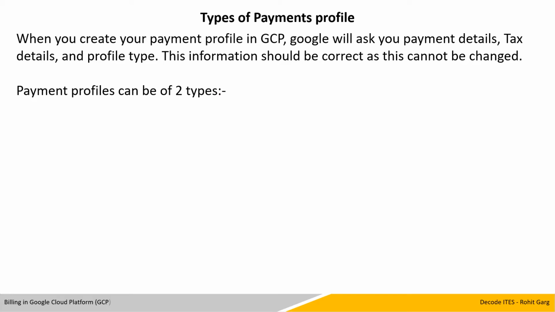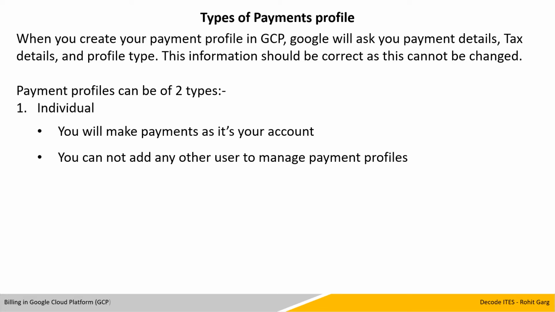Type of account profiles or payment profiles. When you create your account in GCP, Google gives you two types of options. You can create two types of accounts or payment profiles, individual or business type. This information should be correct as this cannot be changed after creation of your account.